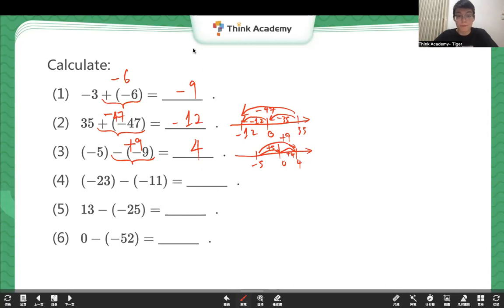And then for the next one, minus 23 take away minus 11. Again, we can just simplify this because they have two same signs. It's going to be adding 11, which means minus 23 adding 11.